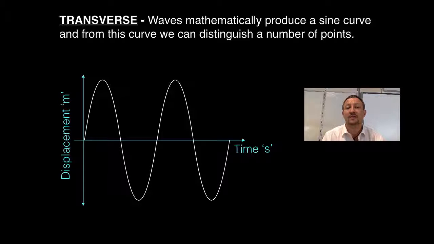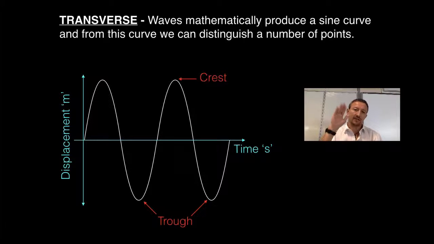First point we're going to identify is the peaks and the troughs. Basically, we get a top area, which is called a crest or a peak, and a bottom area, which we call a trough. It's just a way of identifying what part of the wave we happen to be looking at. So we've got crest at the top, we've got trough at the bottom.